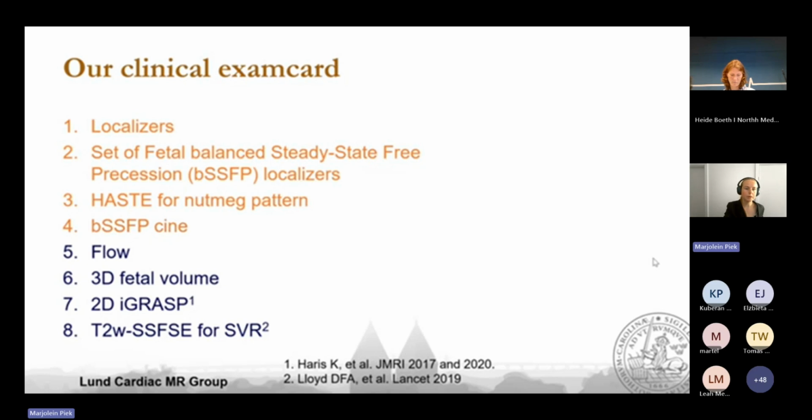Then we acquire the balanced SSFP cine images in the imaging plane desired for a diagnosis, which is always the transversal, but it could also be the four-chamber or short axis, for example. Then we also measure flow in vessels needed for diagnosis, usually the main pulmonary artery and the umbilical vein. Then we have a three-dimensional vital volume, which is used to quantify the flow in milliliters per minute per kilo. This was developed by the Children's Hospital in Philadelphia, but we received it from Mike Seed as well.